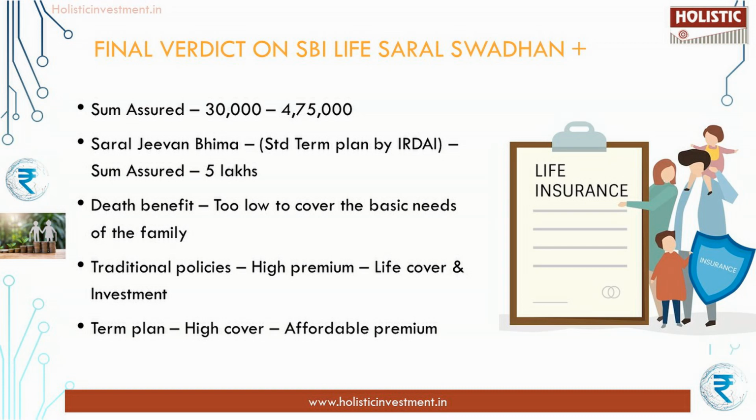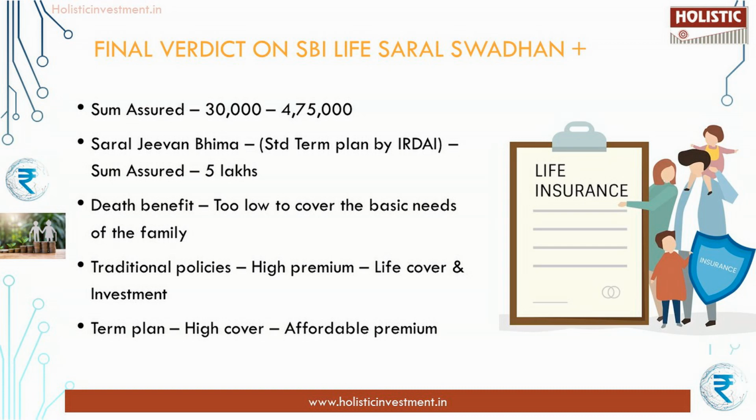The sum assured is very low under SBI Life Saral Swadhan Plus. The minimum sum assured is 30,000 and the maximum sum assured is 4,75,000. The minimum sum assured under Saral Jeevan Bima policies is 5 lakhs. Saral Jeevan Bima policies are standard term plans as per guidelines of the Insurance Regulatory and Development Authority of India, IRDAI. So there is no point in opting for SBI Life Saral Swadhan Plus.